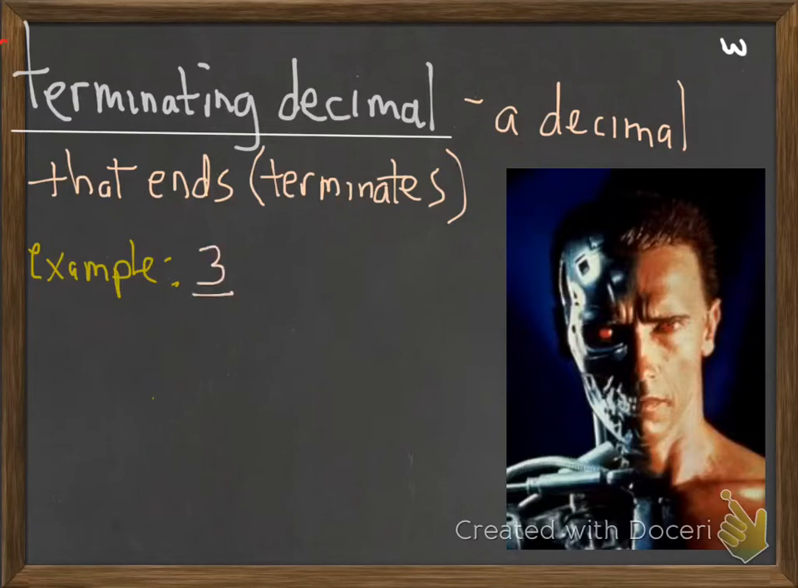An example of a terminating decimal. Let's just do 3/4. That's 3 divided by 4. So we set it up like long division.